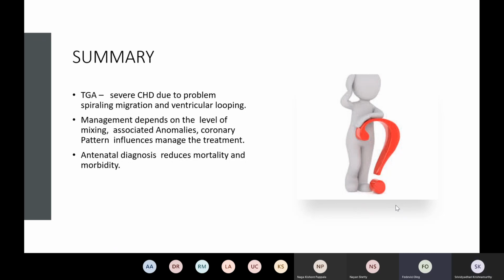What is our pickup rate, antenatal pickup? No, I have not looked into the data. I'm just collecting the data at the moment. Once I've analyzed it, I can give that feedback. That's good. Thank you. Otherwise, very nice.